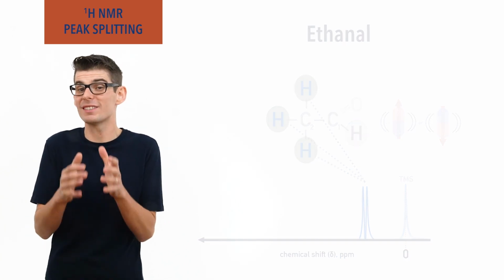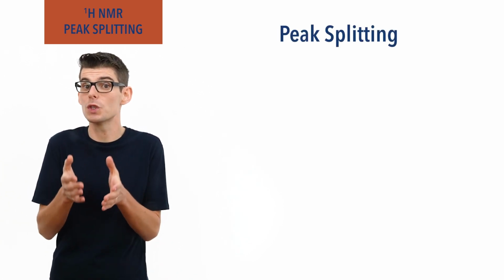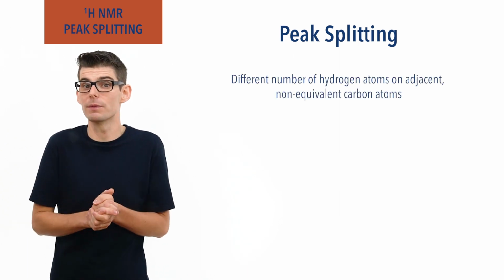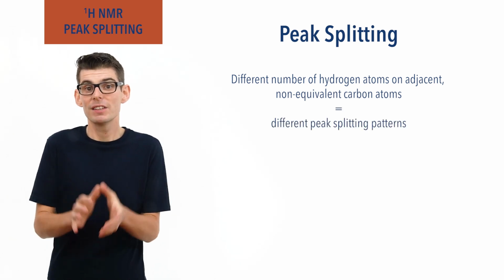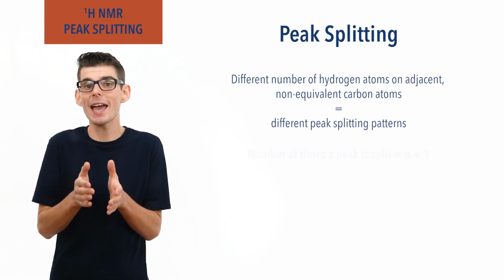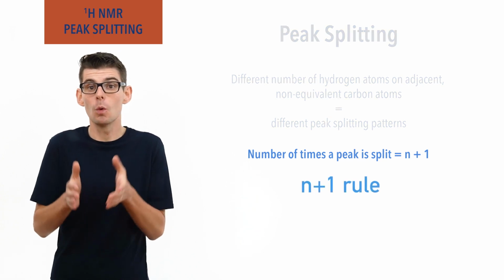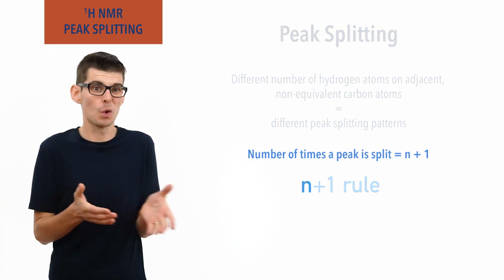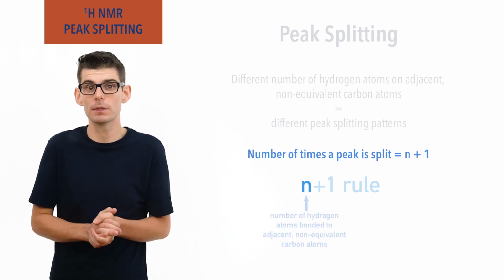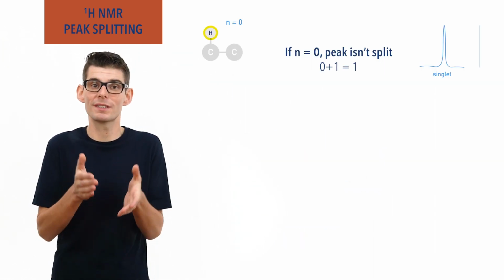The really interesting and useful thing is that different numbers of hydrogen atoms bonded to adjacent non-equivalent carbon atoms can cause peaks for other hydrogen atom environments to be split differently. Specifically, the main peak for a given environment will be split into n+1 smaller peaks. This is called the n+1 rule, where n is the number of protons, or hydrogen atoms, bonded to adjacent non-equivalent carbon atoms. If n equals 0, then there is only one peak, called a singlet.